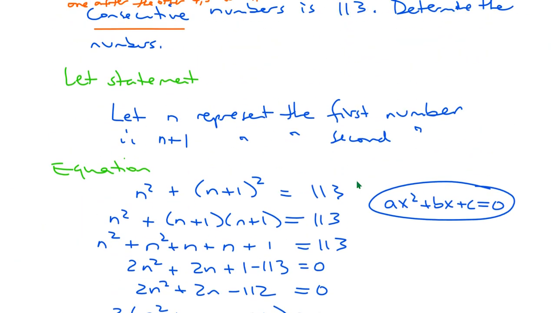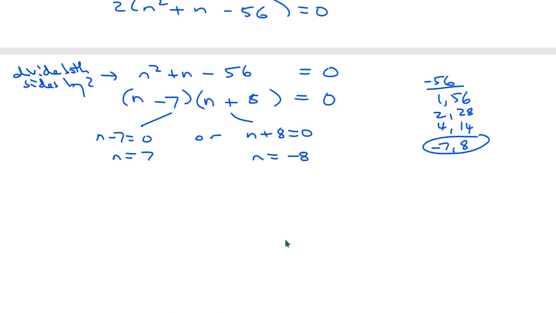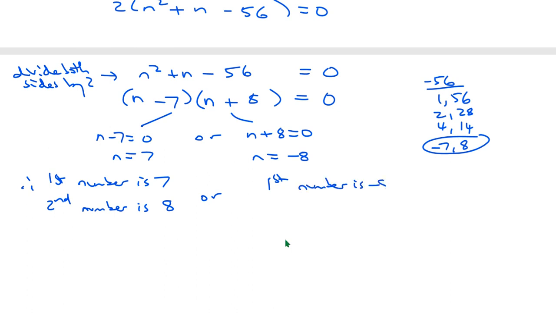So we refer back to the let statement and it says n is the first number. So what we did when we solved our equation, we actually only got the first number. We didn't get the first and the second. So we got the first number. So therefore, the first number is 7 and the second number is n plus 1, which is 8. Or the first number is negative 8 and the second number is n plus 1, which is negative 8 plus 1, which is negative 7.